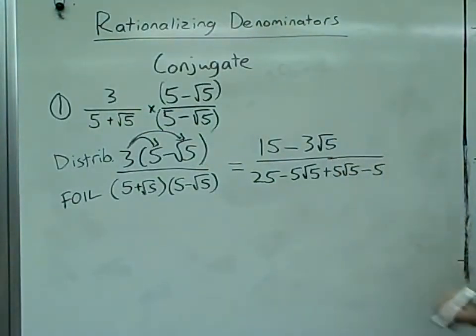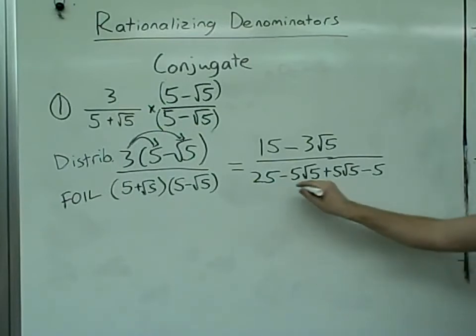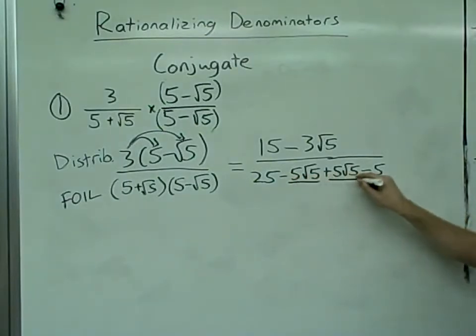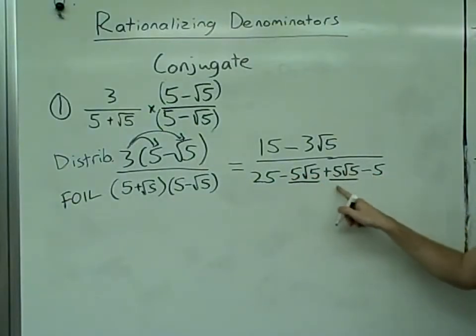I know that's a long, nasty looking fraction, but it gets a lot better. If you notice, when you try to combine like terms, negative 5 radical 5 and positive 5 radical 5, these two are going to cancel out.